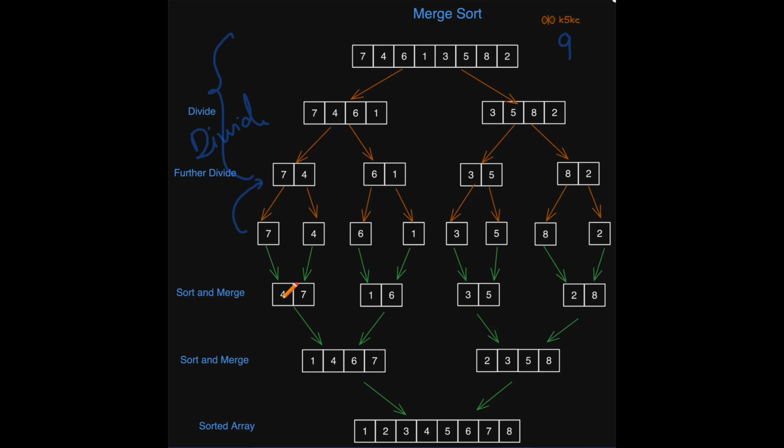But basically, when we see 4 and 7 as two separate elements, that is coming from the previous step where we see 7 and 4, and we combine this back to 4 and 7. Similarly, we had broken down 6 and 1 earlier, and now we combine it back to the sorted array with values 1 and 6. Similarly for 3 and 5 and 8 and 2. And now we are done with the combine on this level.